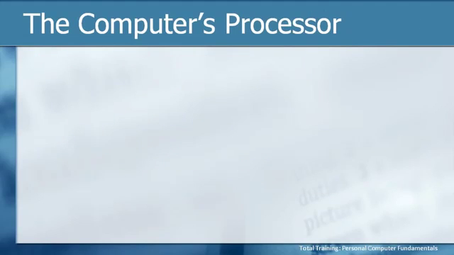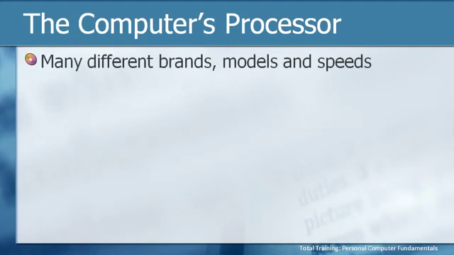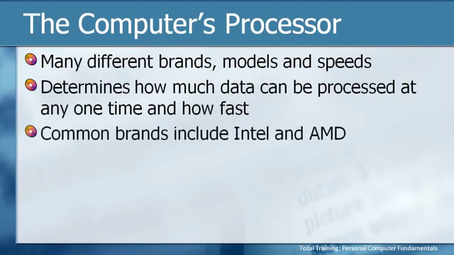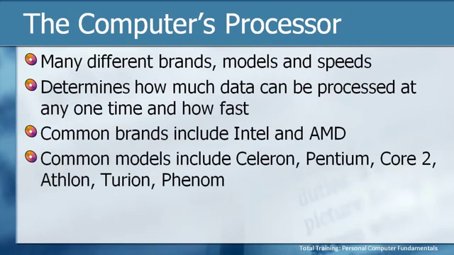Probably the most important component, though, of the motherboard, and really of the computer as a whole, is known as the computer's processor. There are many, many different brands, models, and speeds. And the reason I mention this in a fundamentals course is because if you're going out to purchase a computer, you need to know about processors so you can make a good choice. The processor determines how much data can be processed at any one time and how fast it can be processed. Common brands include Intel and AMD, and within those two you also have different models like Celeron, Pentium, Core 2, Athlon, Turion, and Phenom.